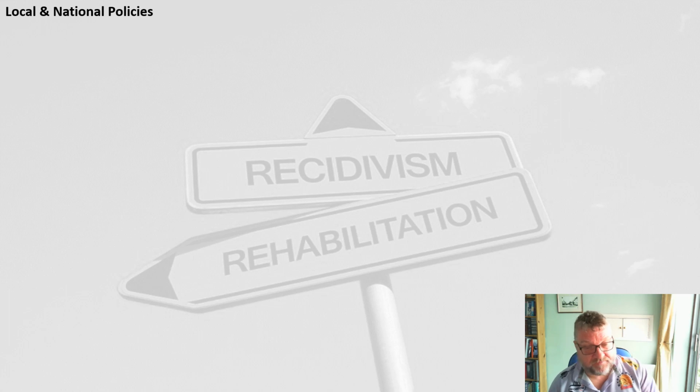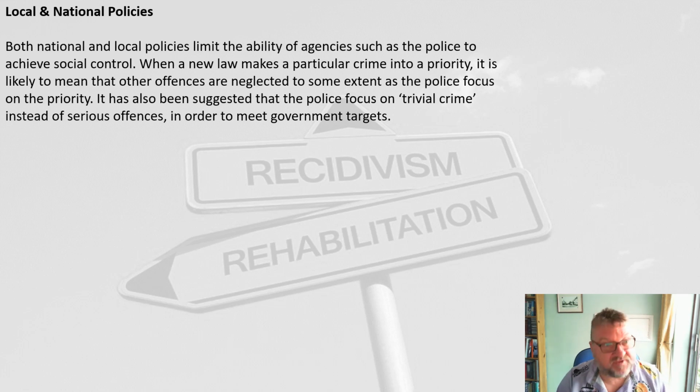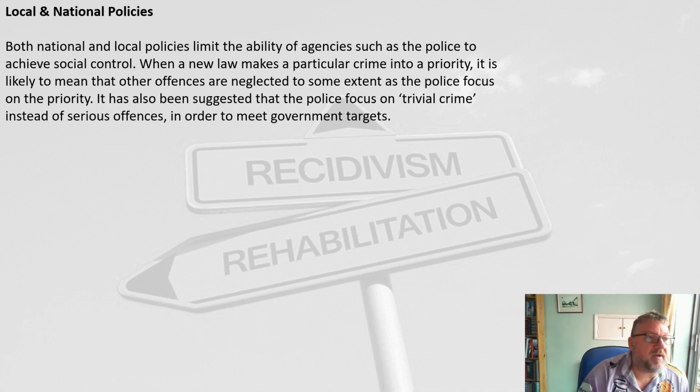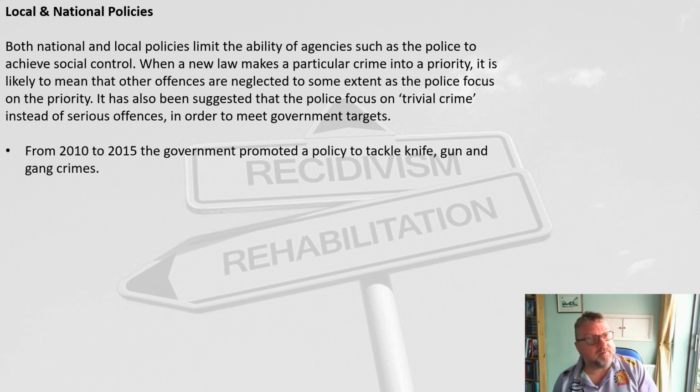Also, another limitation is local and national policies. They can limit agencies in an interesting way, I would say. National and local policies limit the ability of agencies such as the police to achieve social control, because when a new law makes a particular crime into a priority, it's likely to mean that other offences are neglected to some extent as the police focus on the priority. At the same time, it's also been suggested that police focus on trivial crime instead of serious offences in order to meet government targets, but make of that what you will.